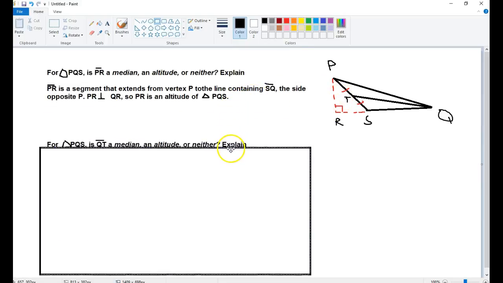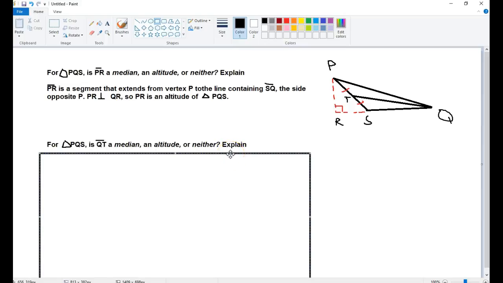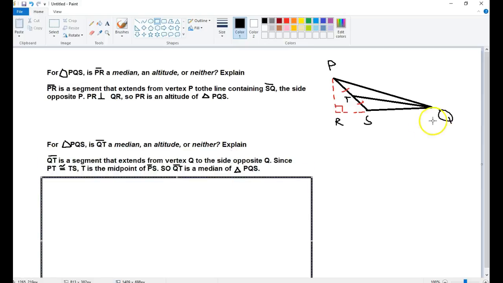Then I have another example. For PQS, is QT a median, altitude, or neither? QT goes to this point here, so it goes from the vertex Q to the opposite side. Since PT and TS are going to be congruent, T is the midpoint of this line. So QT would be a median because it's going from the vertex to the midpoint.